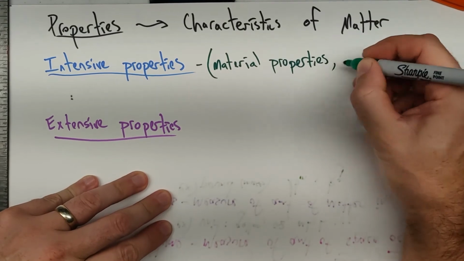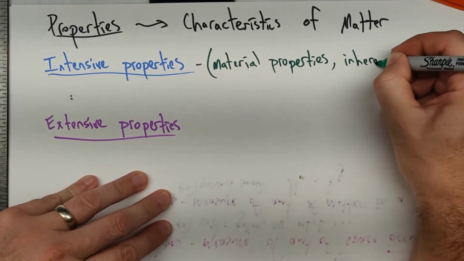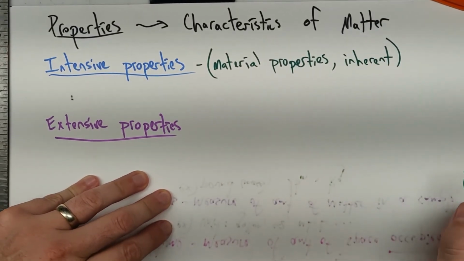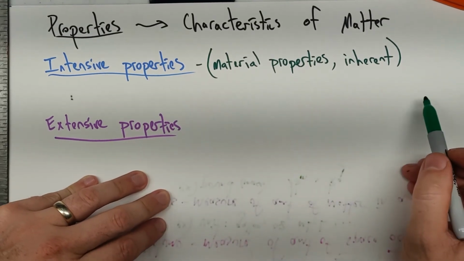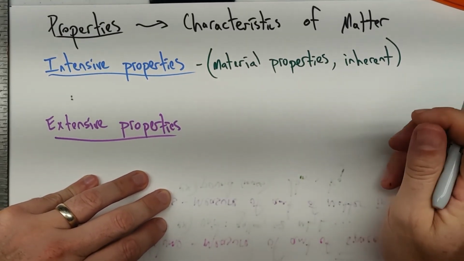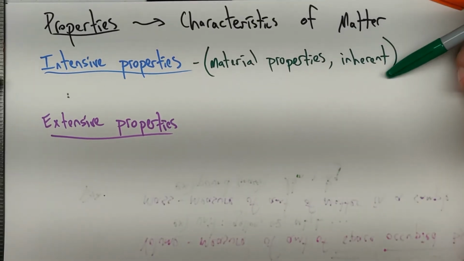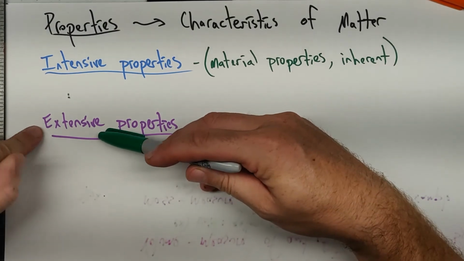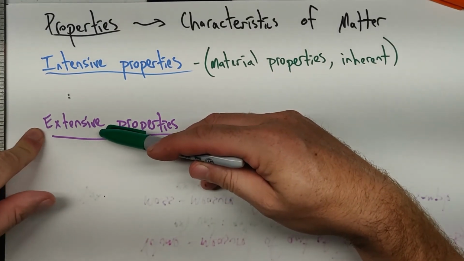Right? And they are inherent. That means they are there regardless. So intensive properties are things that are part of the nature of these substances. These properties are there regardless of external factors, whereas extensive properties depend on some external factors.